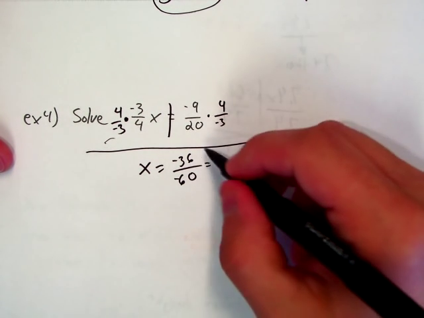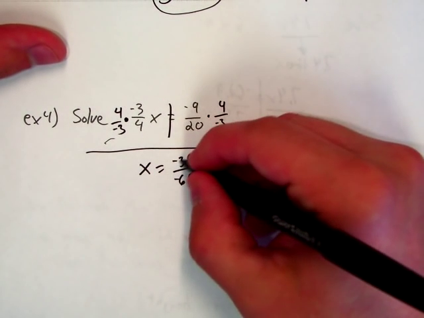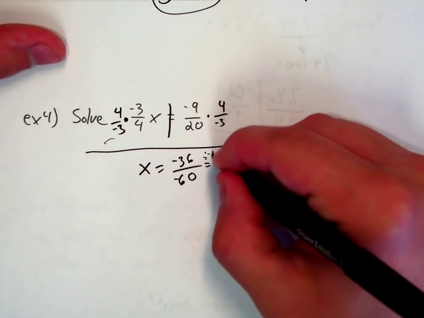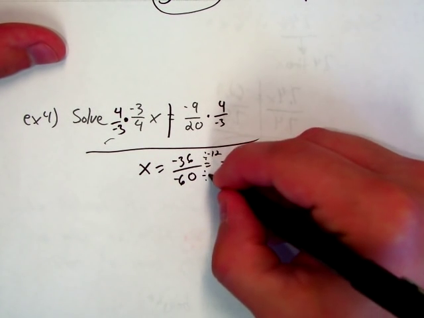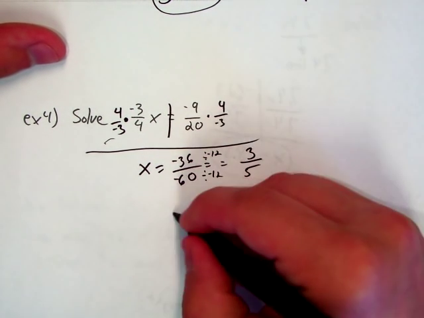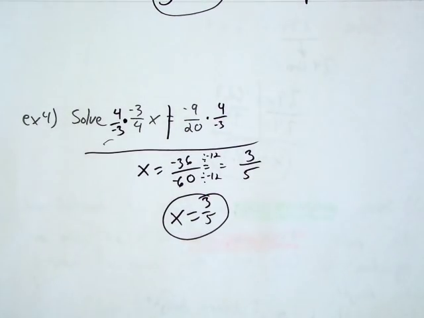What I can do here is pull out a factor of 2. Actually, I like to pull out a factor of 12 instead. Negative 36 divided by negative 12 is 3, and negative 60 divided by negative 12 is 5. So x equals 3/5. Make sure that you simplify with those negative signs, and make sure that if the coefficient out front of your variable is negative, the reciprocal is also negative.